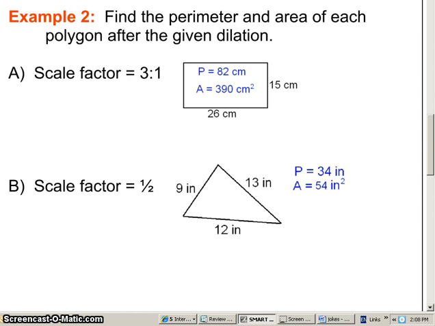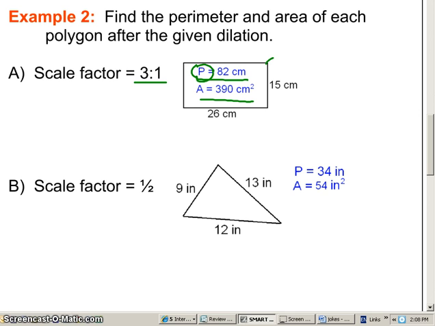And then the second part. Example 2, find the perimeter and area of each polygon after the given dilation. Couple things you need to know here. The scale factor, you need to know the original perimeter and the original area. Okay? Here's what happens. If you go back to the formula as I said earlier, let's start with perimeter.